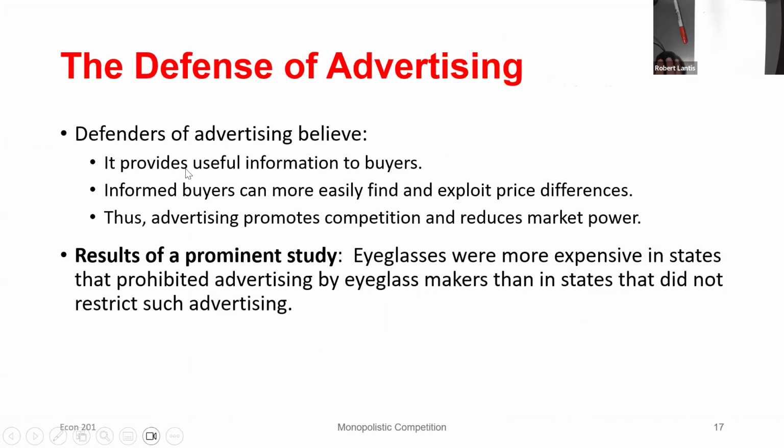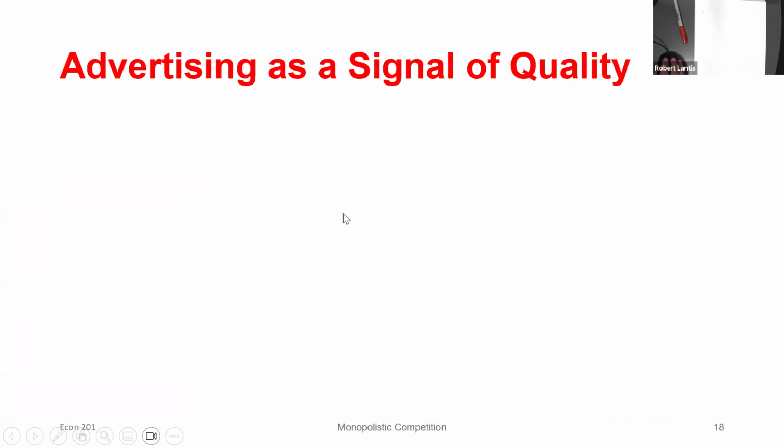So informative advertising is this idea that maybe it's providing useful information to buyers, allowing for a more competitive market if we know the prices that exist and the differences across firms. So maybe it can reduce market power, get us closer to these perfectly competitive markets. So that would be the defense or the benefits.